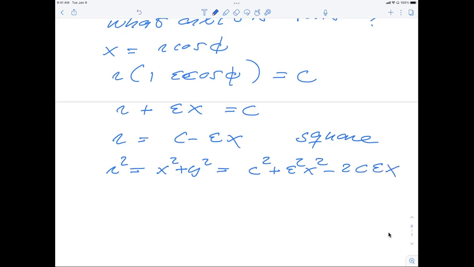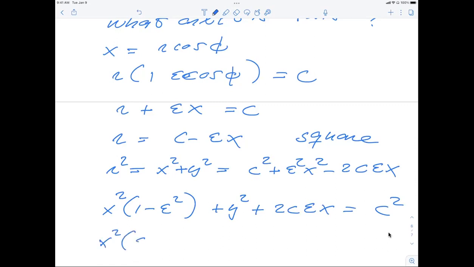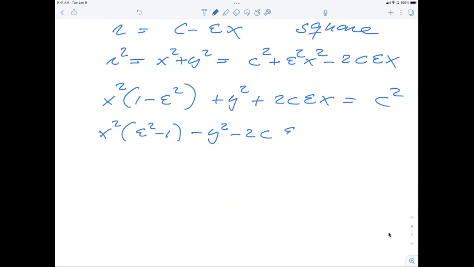So we can rewrite this again. We have an X squared times 1 minus epsilon squared, plus a Y squared. And then we can shuffle over to the other side this 2C times epsilon times X, and this is equal to C squared. I can change signs and complete squares. So I would get X squared times epsilon squared minus 1, minus Y squared, minus 2C times epsilon times X is equal to minus C squared.